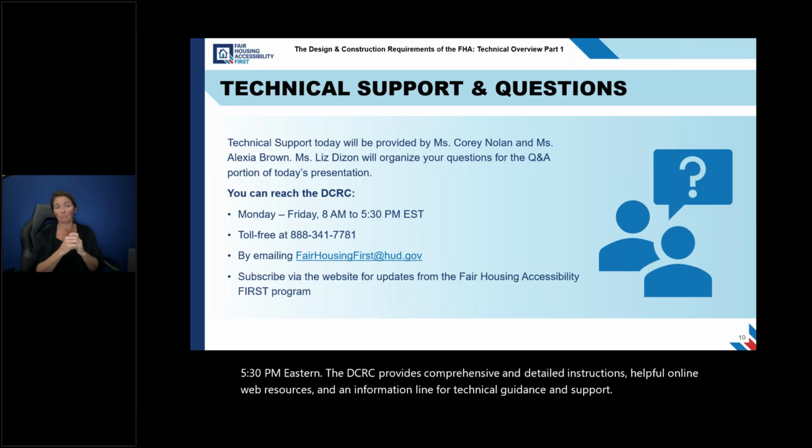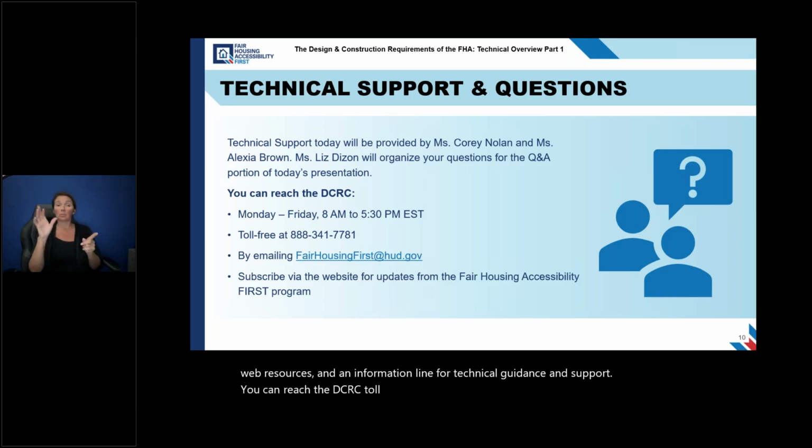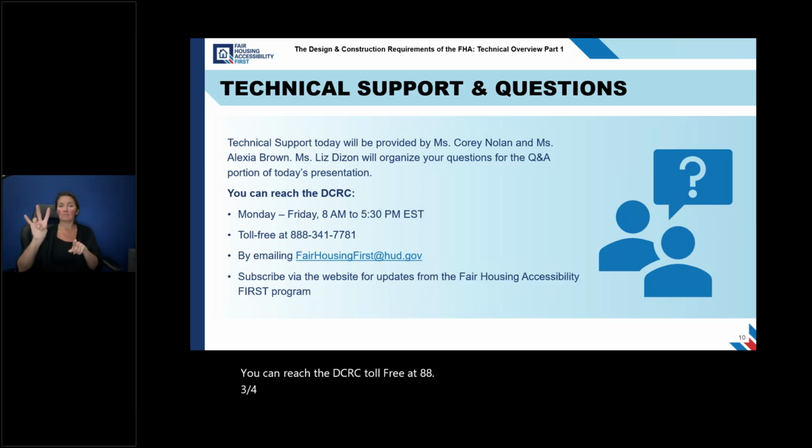You can reach the DCRC toll-free at 888-341-7781. Or you can reach the DCRC at fairhousingfirst@hud.gov. And with that, we'll move into topic 1, FHA overview.